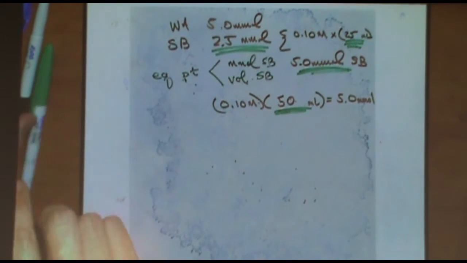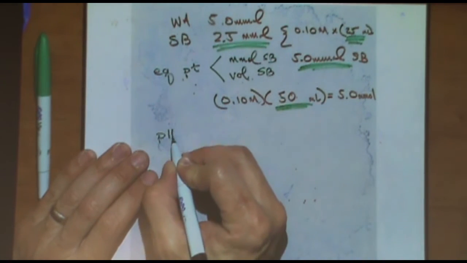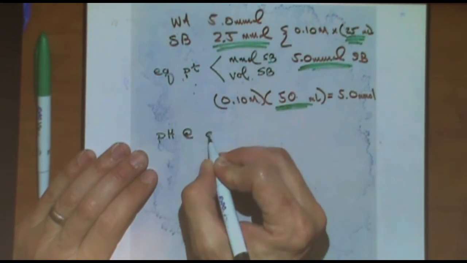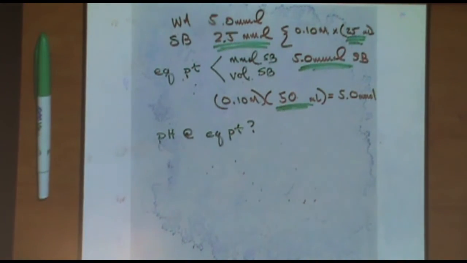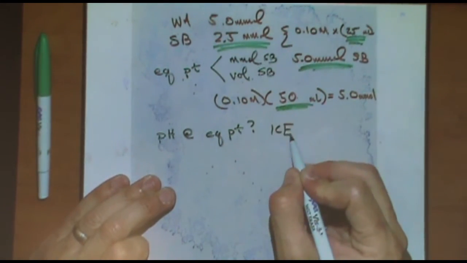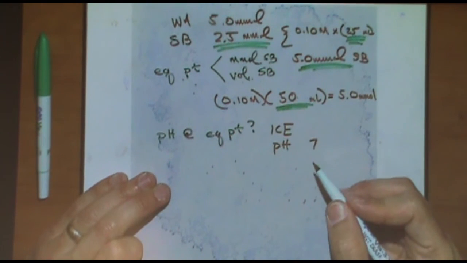Okay, now, just for fun, I don't think we'll do this calculation. How would I find the pH at the EQ point? First, what method would I use? You'll have to use the ice table. Am I expecting the pH compared to 7 to be larger or smaller?